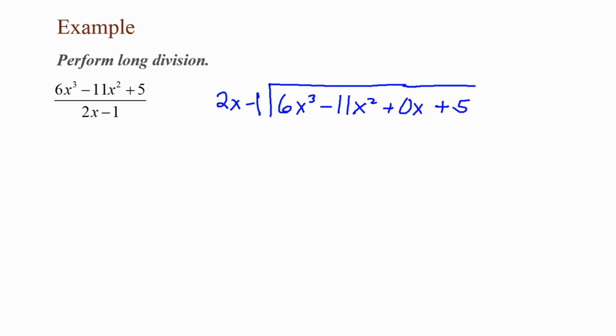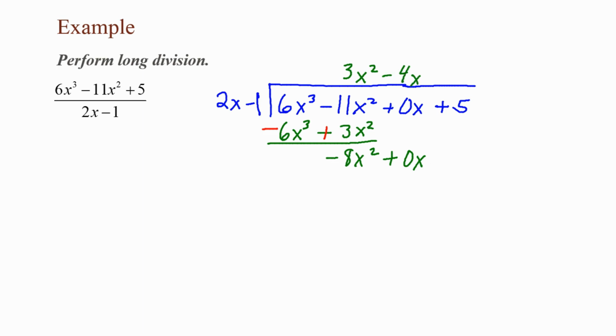To eliminate 6x to the third, I have to multiply 2x by 3x squared. So 3x squared times 2x is 6x to the third. 3x squared times minus 1 is negative 3x squared. Subtracting, I have 6x to the third minus 6x to the third, which is 0. Negative 11x squared plus 3x squared, which is negative 8x squared. Bringing down my 0x, I now need to eliminate negative 8x squared.